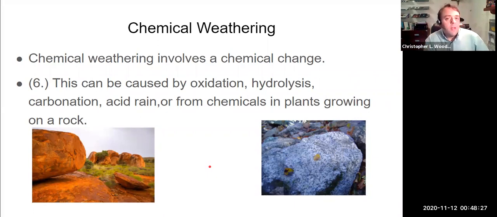So that's mechanical weathering. Chemical weathering involves a chemical change. It is some kind of chemical reaction that can change and break down the rock. So here are the primary agents of chemical weathering: oxidation, hydrolysis, carbonation, acid rain, or organic chemical weathering, which is from plants or from animals growing in and around the rock.